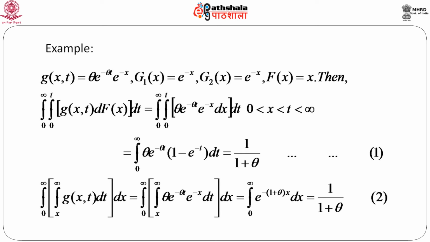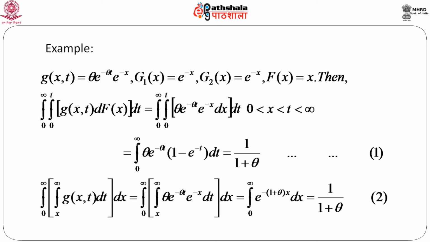Suppose g(x,t) equals theta times e to the power minus theta t times e to the power minus x. Clearly, we can take g1(x) as theta times e to the power minus x, and g2(x) as e to the power minus x, with capital F(x) equal to x. Then, if we calculate this integral with respect to x first and then with respect to t, note that here x ranges from 0 to t and t ranges from 0 to infinity. So the entire range with respect to x and t can be written in one line as 0 < x < t < infinity. That means when t is fixed, x lies between 0 and t, and when x is fixed, t lies between x and infinity, and independently both of them vary from 0 to infinity.